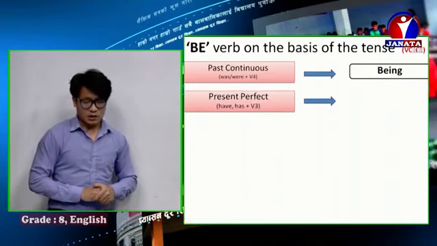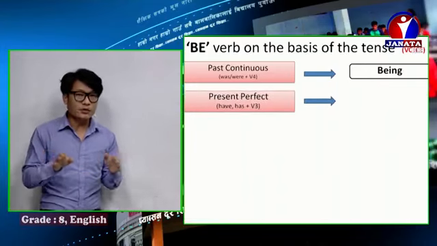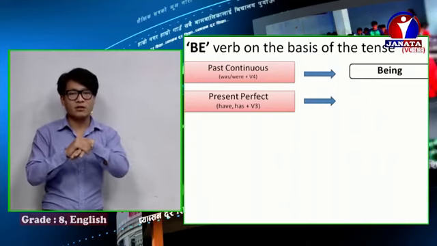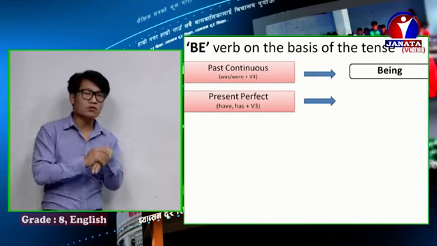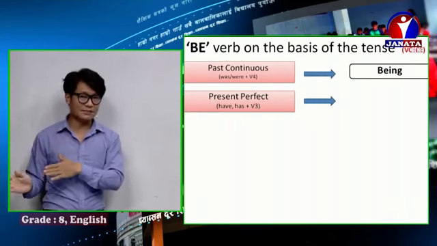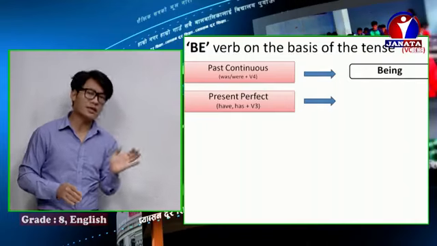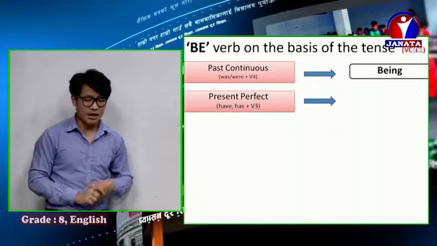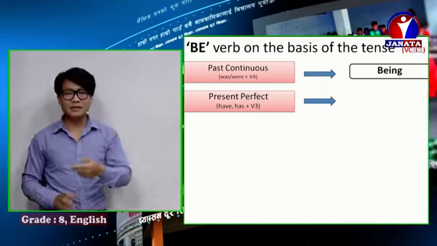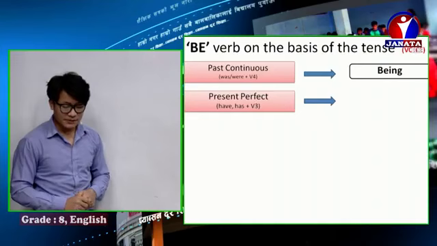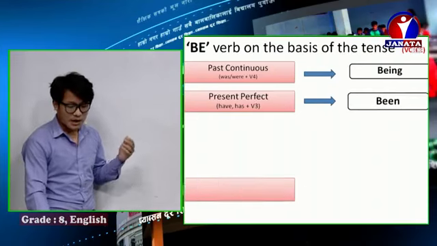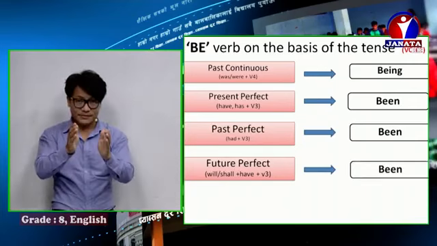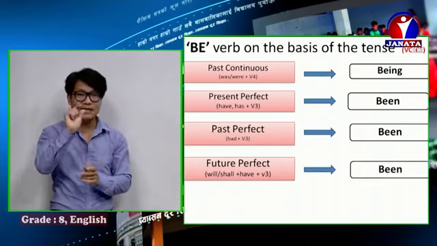So according to the rules, formally we don't use future continuous, present perfect continuous, past perfect continuous, and future perfect continuous in passive voice, but informally we can use them in passive voice. Later we will discuss how to use them, but now focus here. Past continuous: being. Be verb for present perfect, past perfect, and future perfect: they have the same be verb, that is been.